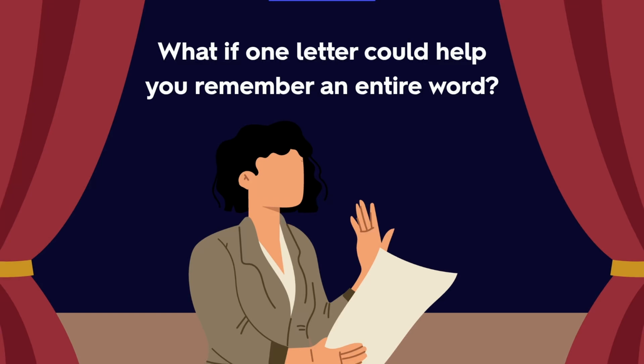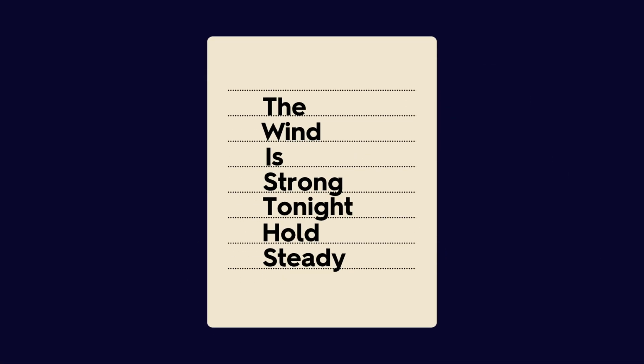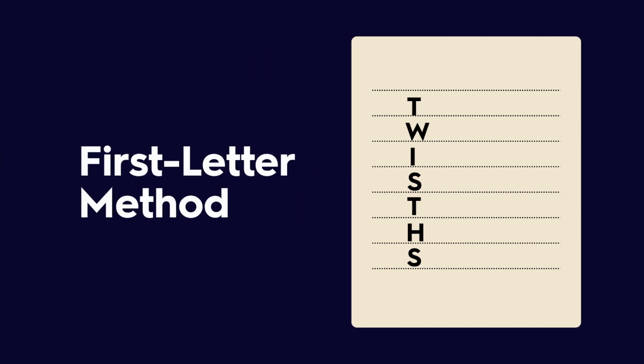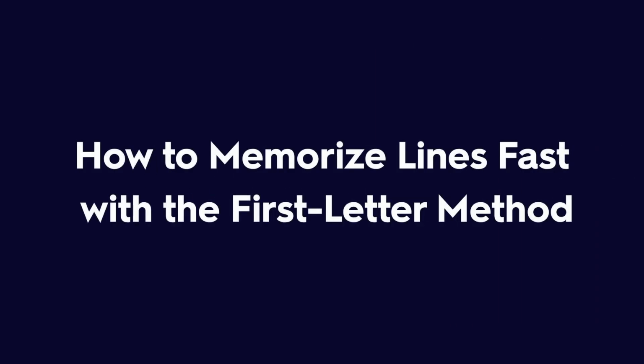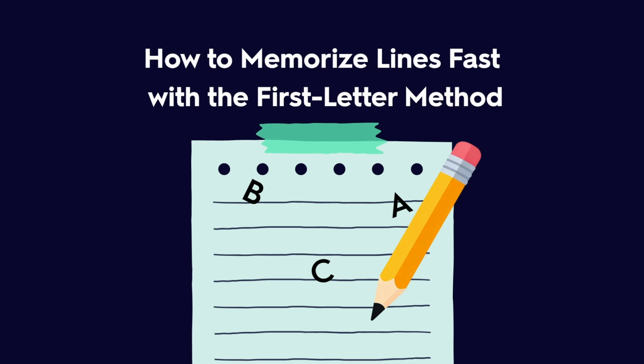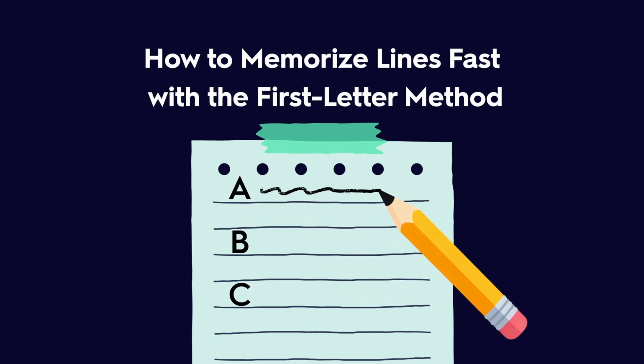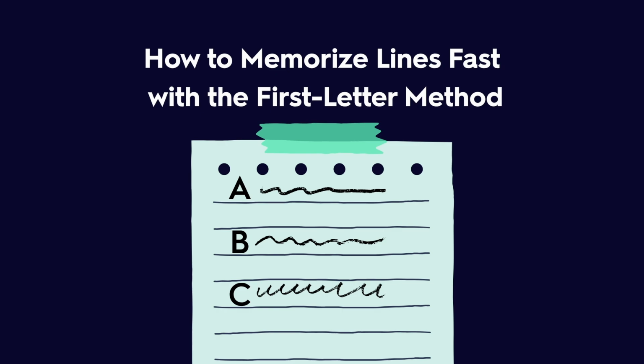What if one letter could help you remember an entire word? It sounds strange, but that is the idea behind a fast text memorization strategy called the first letter method. In this video, you will learn how to memorize lines faster with the first letter method, a simple way to turn a paragraph into a cue sheet that helps you recall the original words.